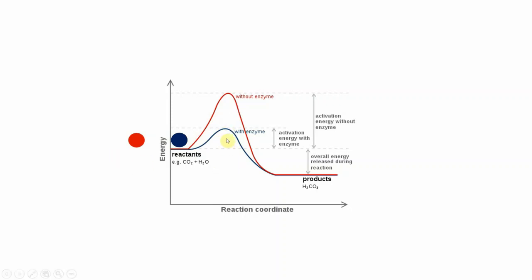With enzyme, we notice the activation energy is much lower, so they're catalyzing the reaction. And we find that the reactants can go over this hump fairly easily and then form product.